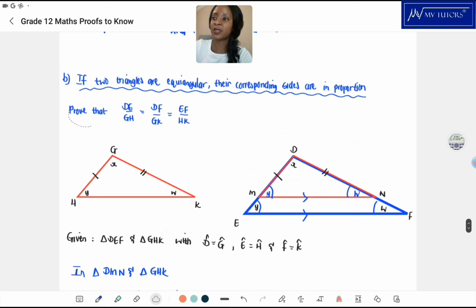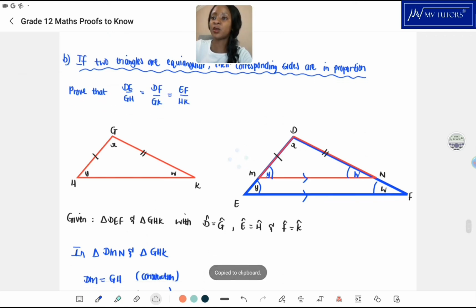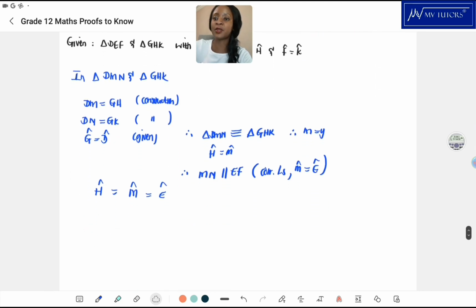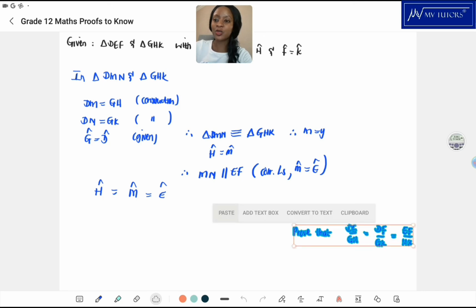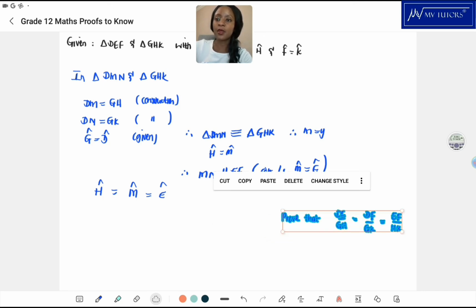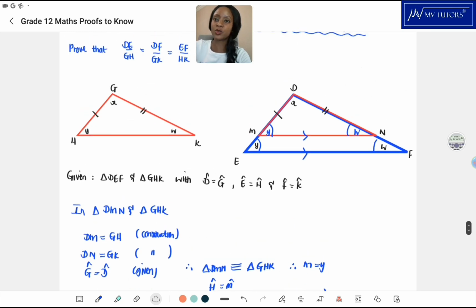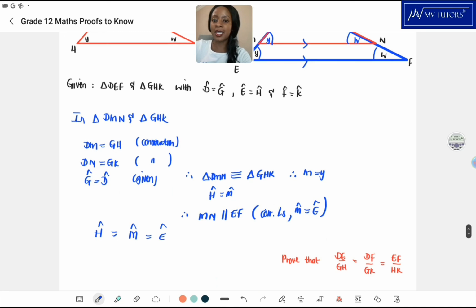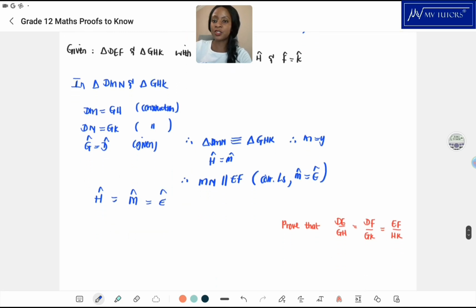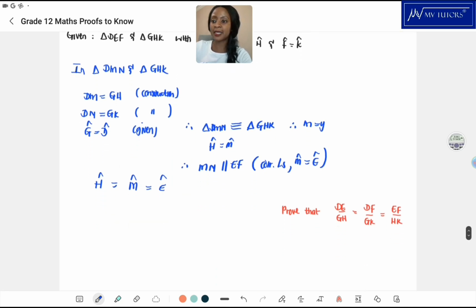Let me just take this over here and see what it is that we actually have to prove before we go on a tangent, because we want to match. Whenever they tell you to prove something, you want to make sure that you are matching the thing that they're telling you to prove. Let me just make that red. So we're trying to prove that DE over GH, so DE is the entire length, is equal to DF over GK. Do we have something like that?